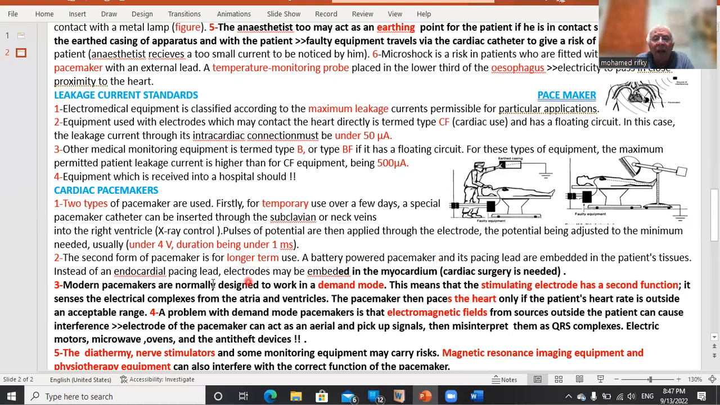Most of the recent pacemakers are called the demand mode. Demand mode means that the stimulating electrode has a second function. It can sense the atrium or the ventricle for its contraction. So if it realizes that the heart wants to contract, it stops and lets the heart contract.